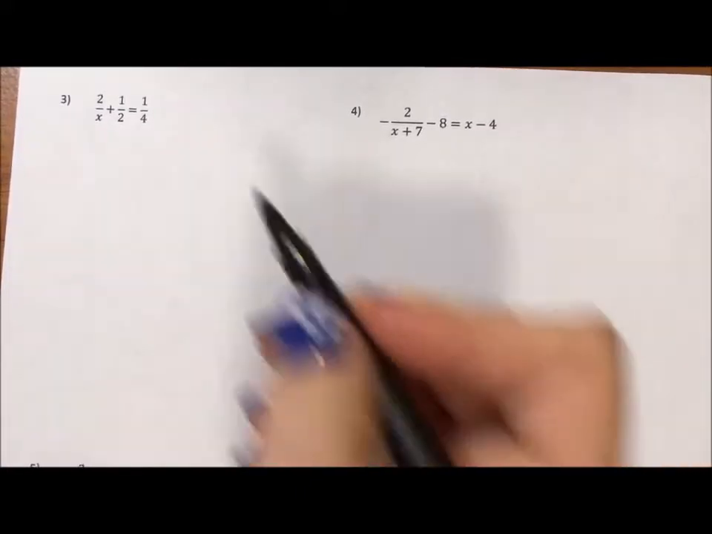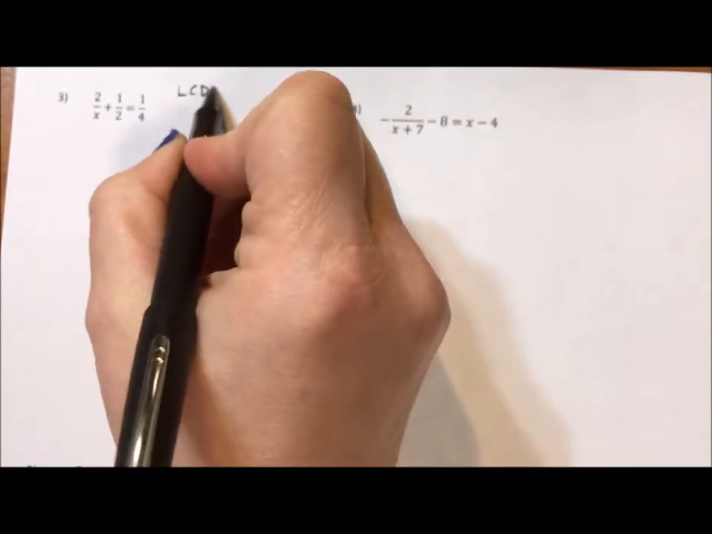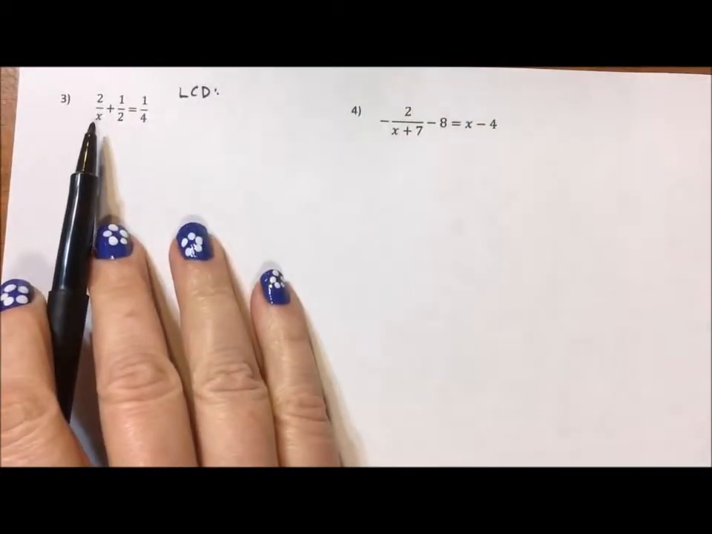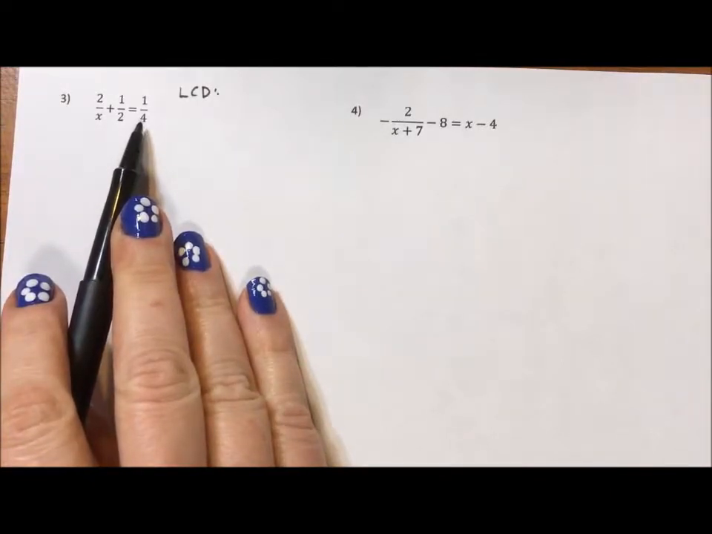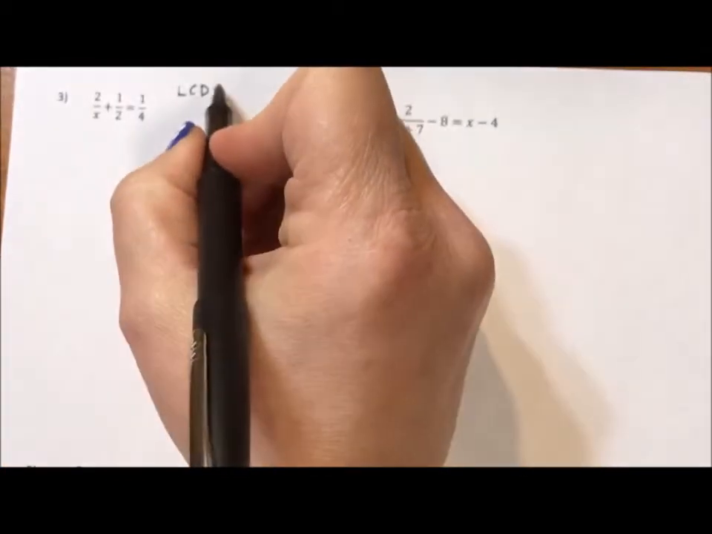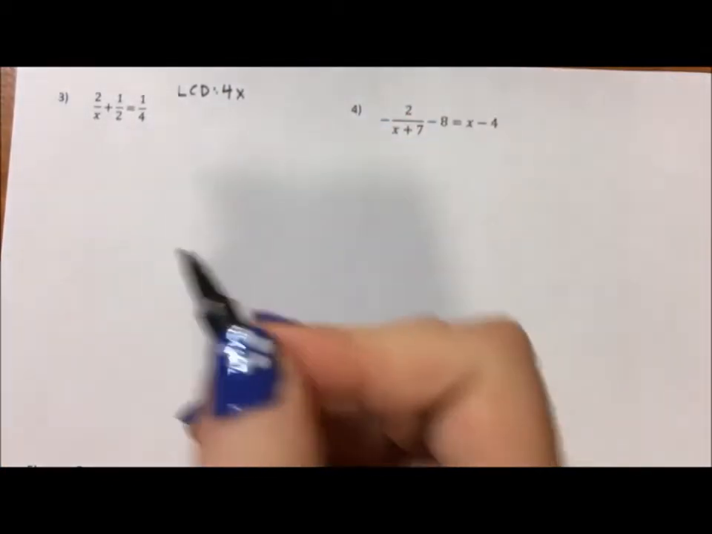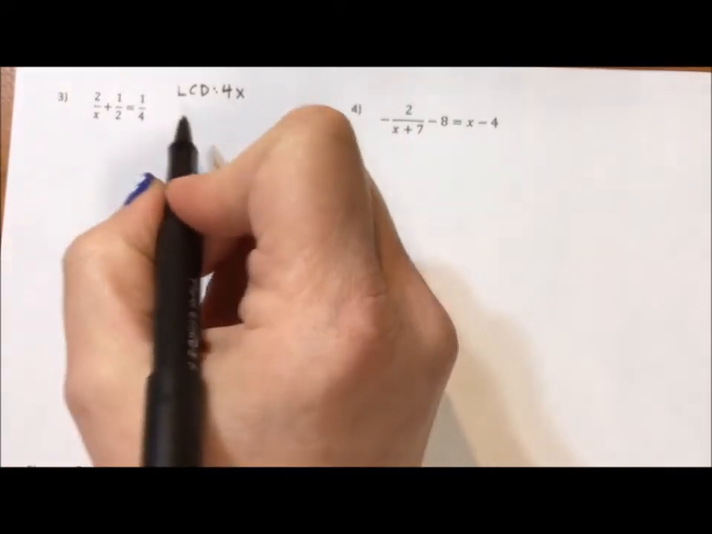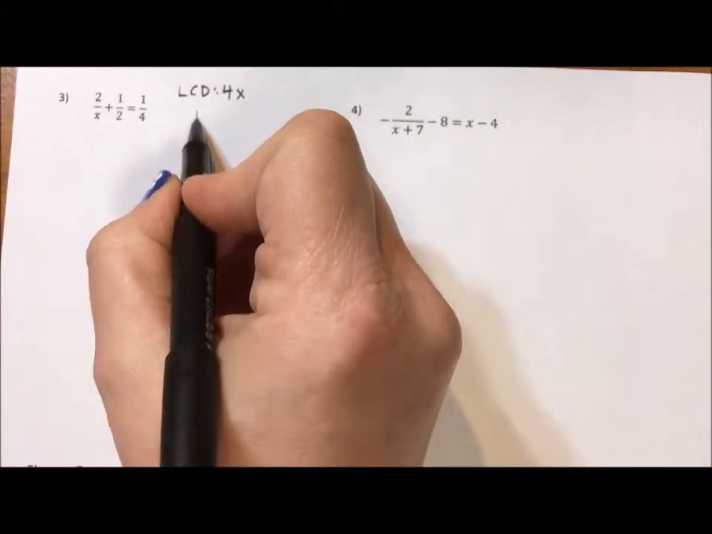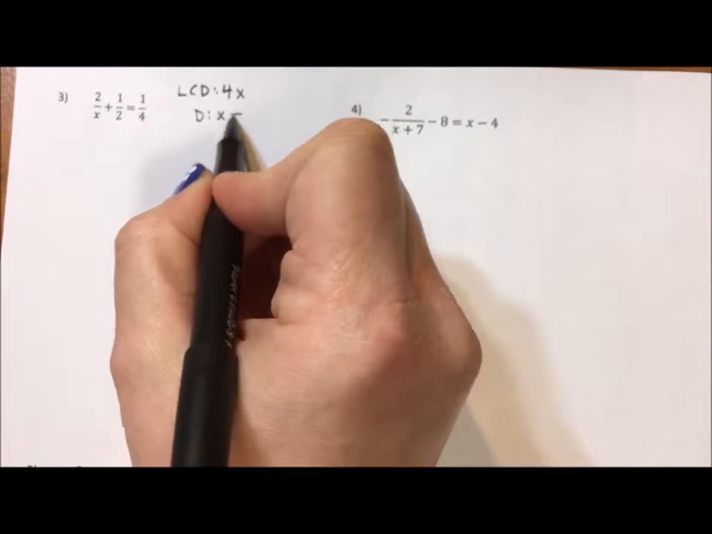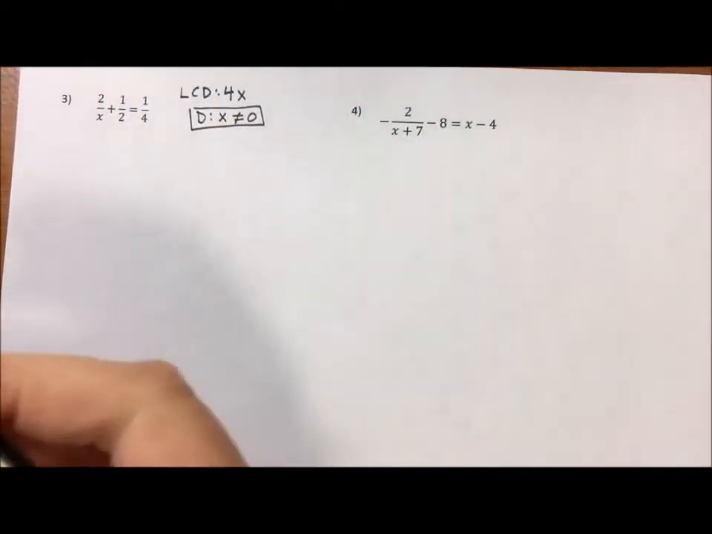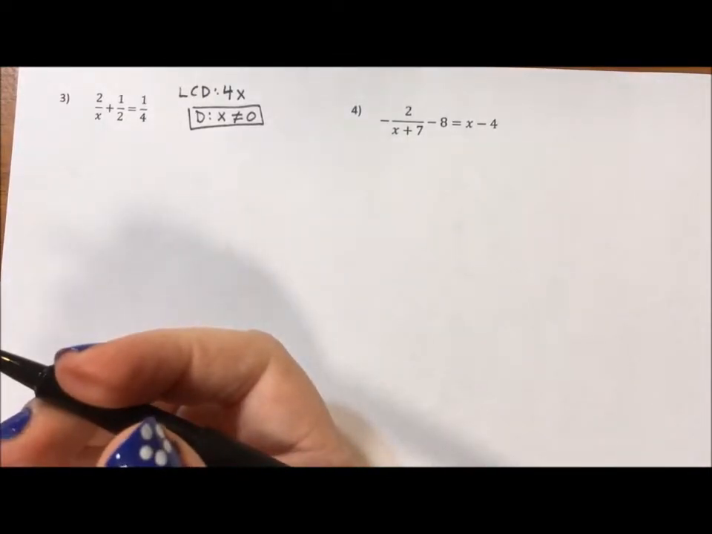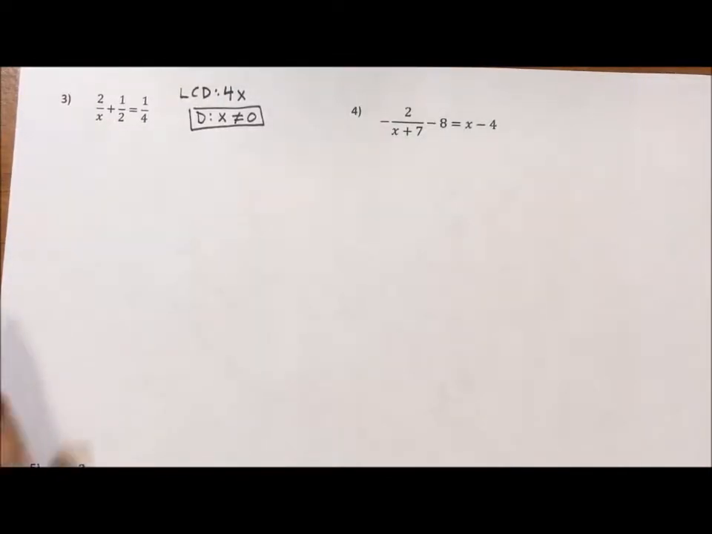To clear my fractions, I need to find my least common denominator. There's an x, so I know an x has to be involved. With 2 and 4, you always start with your biggest number, and since 2 is a factor of 4, my least common denominator is going to be 4x. One of the reasons we look for this is that denominators can't be 0, so my domain is x cannot be 0. It's really good to acknowledge that, so that if you get 0 for your answer, you know it's not valid.